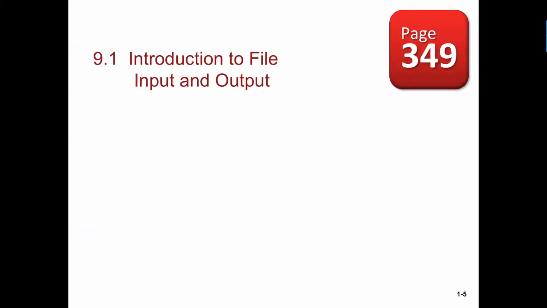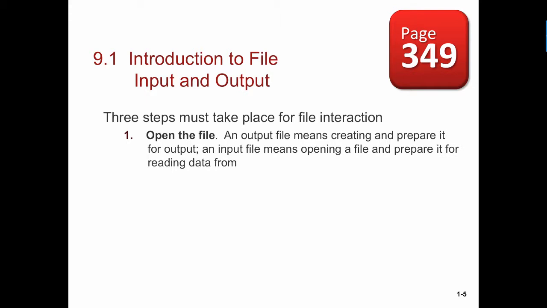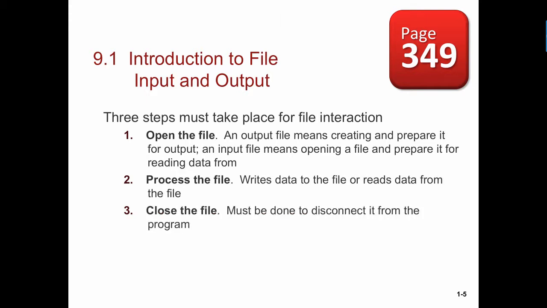So what are the steps in working with the file? Well, number one, we're going to open the file. That's the big picture. And so we open the file, which means we're creating and preparing it for output. An input file means opening and preparing a file for reading the data. Then we're going to process the file. So let's say that we actually have a file here. We're going to pull it in, and then we're going to process it. And then we're going to write it back out to a file, and then we're going to close the file down. You have to disconnect the program from the file.